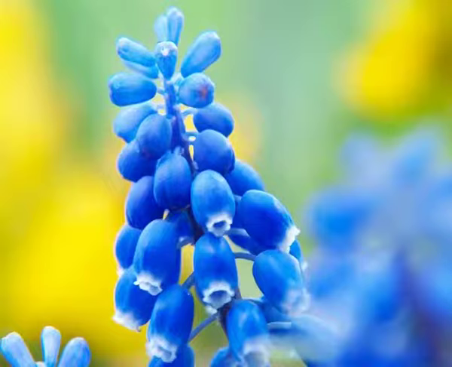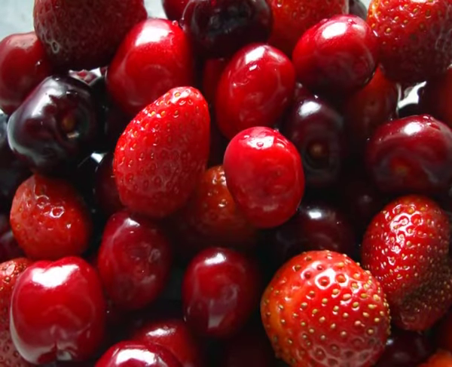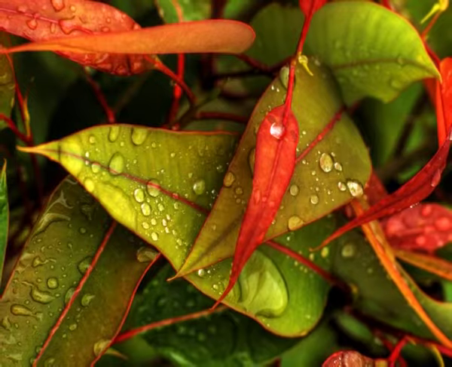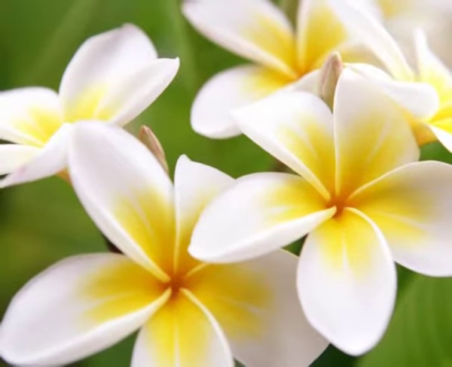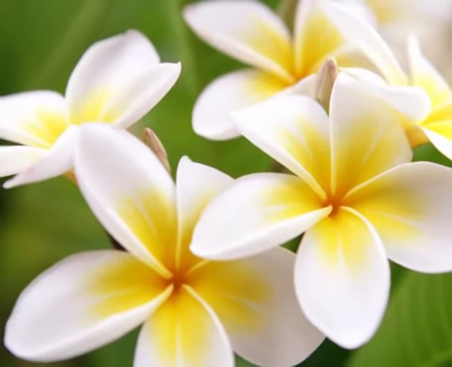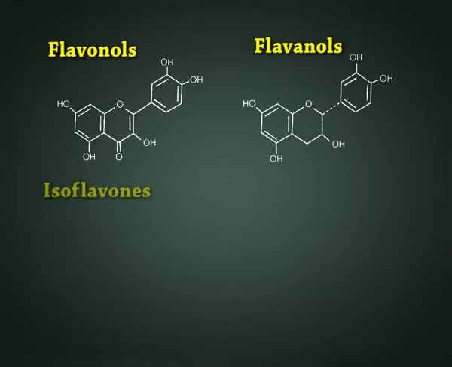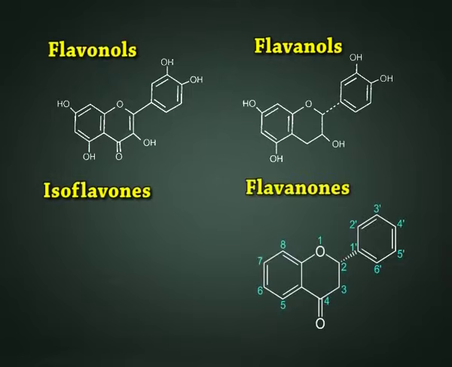various beautiful colors such as purple, blue and red to the fruits, flowers and even leaves, while anthoxanthins are white or yellow or colorless compounds which include flavanols, flavonols, isoflavones and even flavanones. Flavonoids are found in various plants with their basic chemical structure as you can see on the screen.